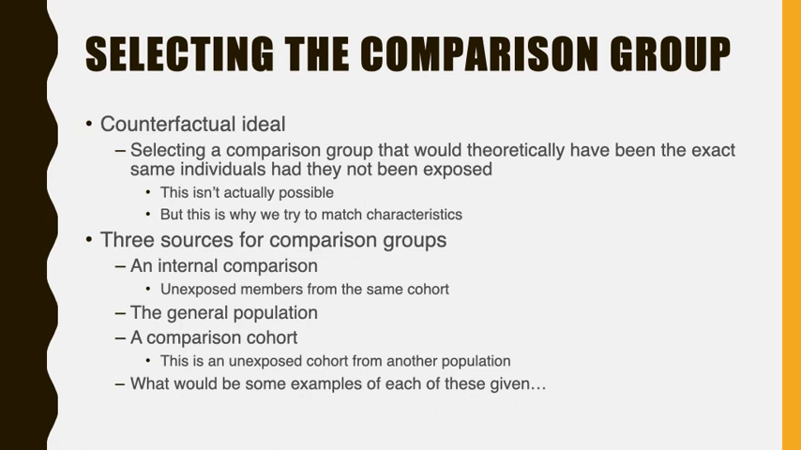There are three sources for comparison groups. There's an internal comparison. So this could be people who worked at the company and were not exposed to asbestos, as the counterfactual ideal. There could also be the general population. So thinking about smokers, there are also plenty of non-smokers in the United States. Or we could pull a comparison cohort, which is from another population. This could be even another country. It could be family members, things like that.